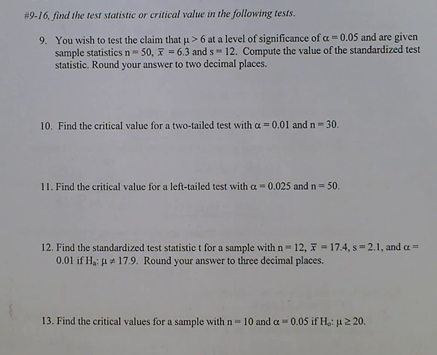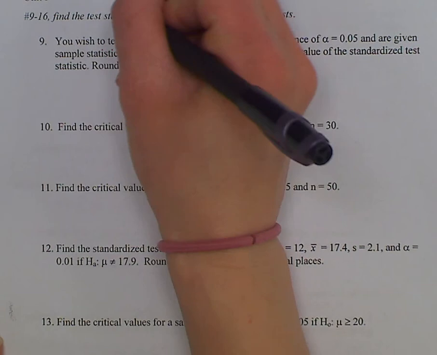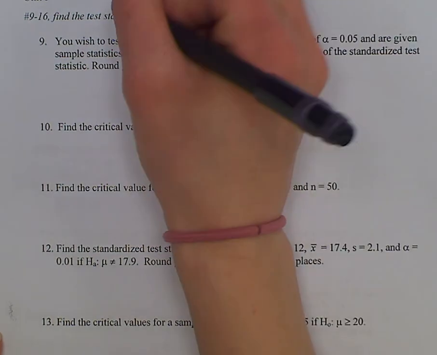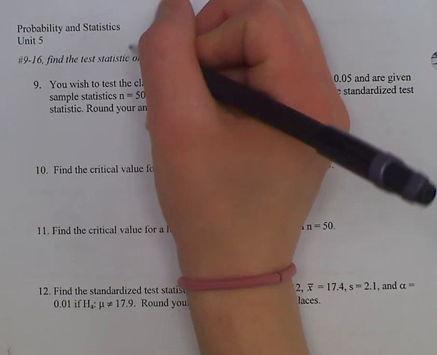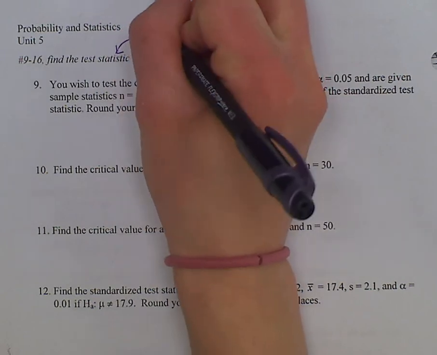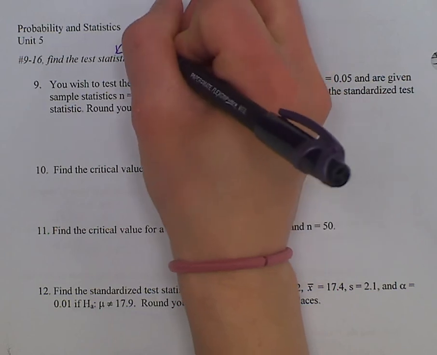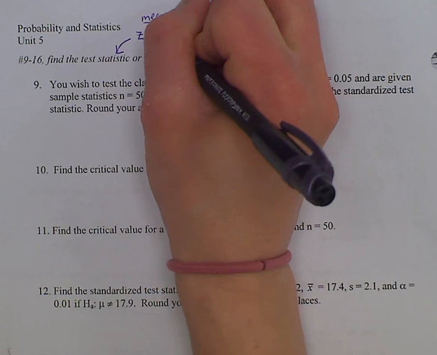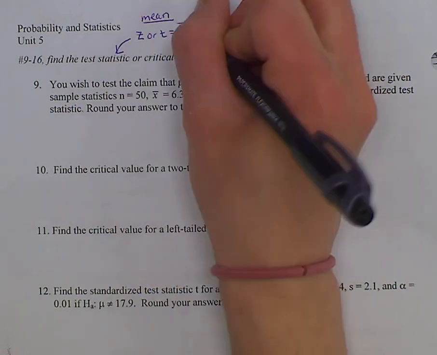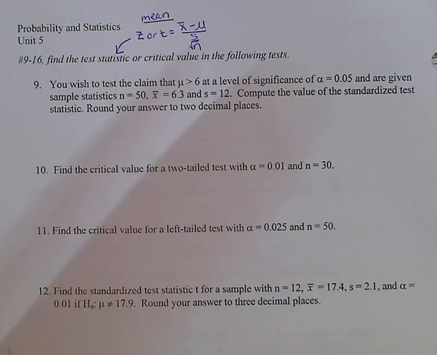Okay, in numbers 9 through 16, it says find the test statistic or the critical value for the following tests. So up here at the top, what I'm going to do is write down your formulas for your test statistic. If we are calculating the test statistic for a mean, whether it is z or t, you will calculate it from x bar minus mu divided by the standard deviation over the square root of n.